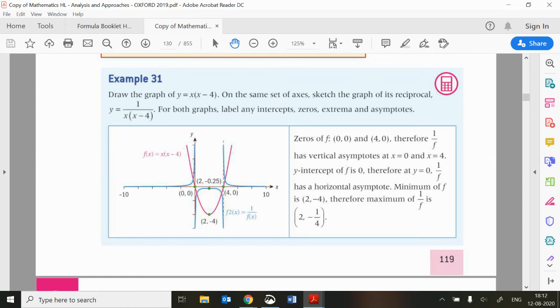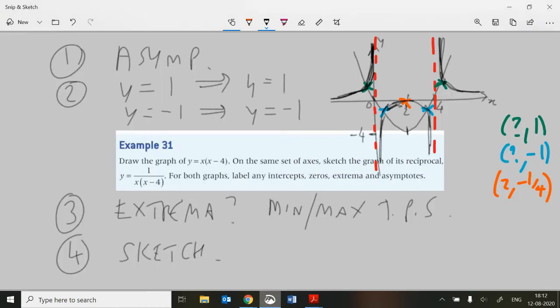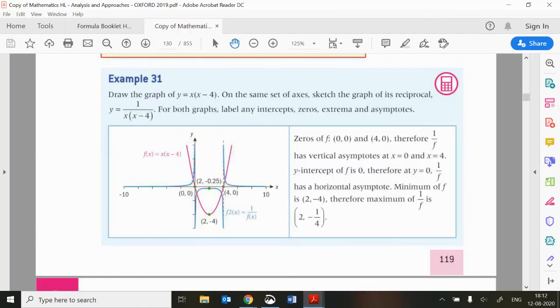It does say label any intercepts. Did I forget to do that? No, I found all the intercepts. We found the zeros. There were only 2 zeros. The 2 zeros were here and here for the original function, but there were no zeros for the reciprocal function which we took there. And the extrema we've noted down as a coordinate point, and the asymptotes have been defined. They've been defined to the side. The vertical asymptotes are x is equal to 0 and x is equal to 4.